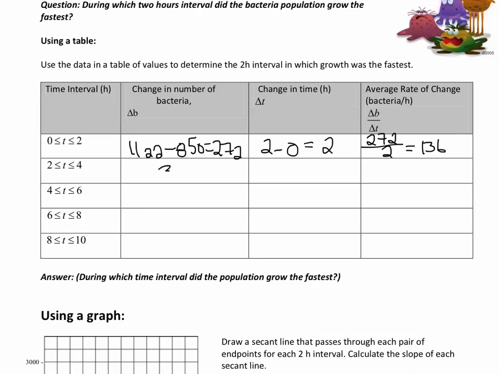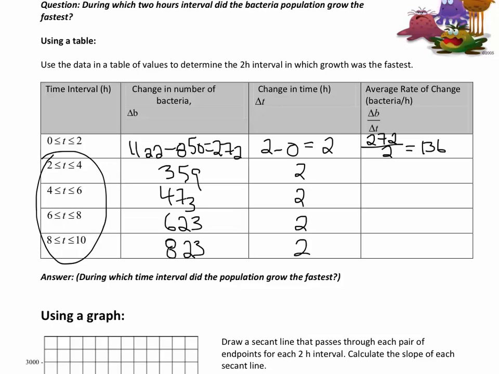Now, what I want you to do is go through and calculate each of these. So the next changes we would get are 359, then 473, 623, 823. Our change in time is always going to be 2 hours, because that is what is given for our intervals here. And then make sure that you get these rates: 179.5, 236.5, 311.5, and 411.5. That means that during the interval from 8 to 10 hours is when the population grew the fastest.